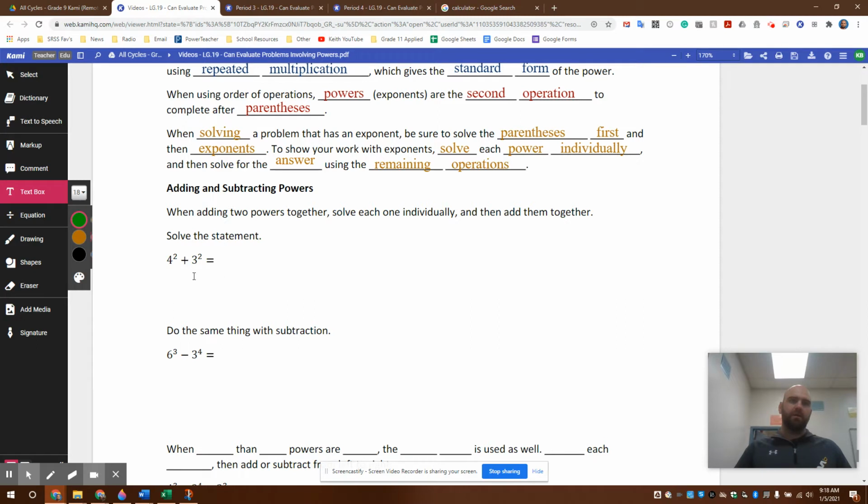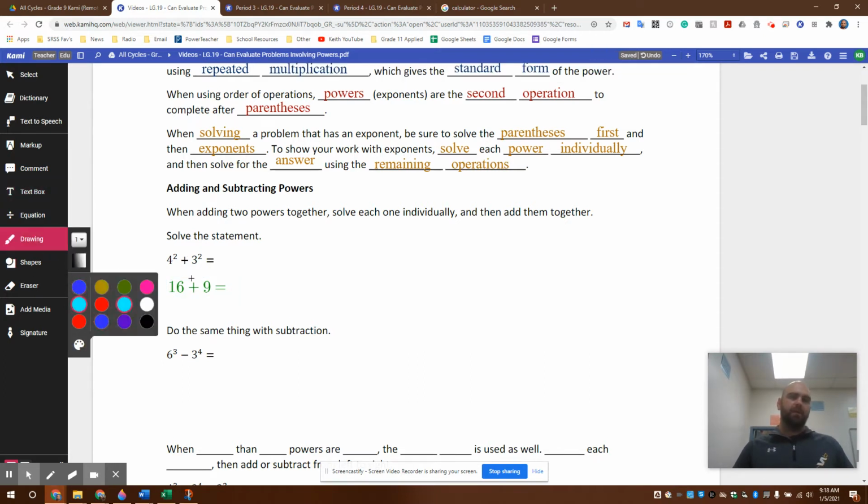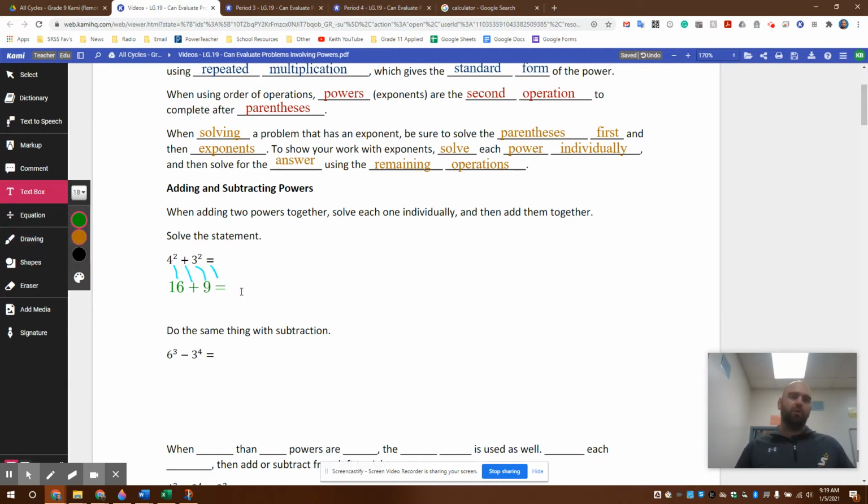So what we're going to be doing here is we're going to solve the 4 squared power. 4 squared is the same as 16, and 3 squared is the same as 9. So we solve those powers first and put them back into the expression exactly the way that they were originally. The 4 squared just becomes a 16, and the 3 squared becomes the 9. The plus sign and the equal sign stay exactly where they were originally. And so again, we're showing our work as to where we got those values from.